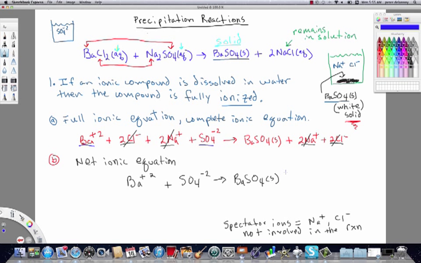Okay, and like I said at the beginning of the video, to finish up, the purpose of these in the laboratory is because they can be used to identify, at least initially, the presence of a cation or an anion. So in the case of this precipitation reaction, the addition of barium ion can be used to identify the presence of sulfate. And by the same token, the addition of sulfate to an unknown solution can be used to identify the barium.